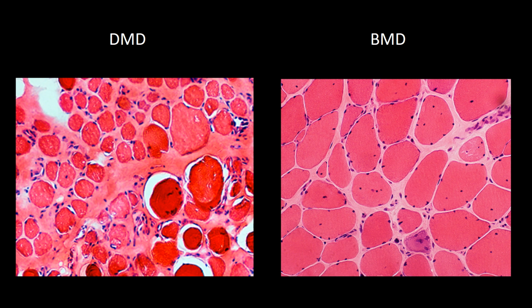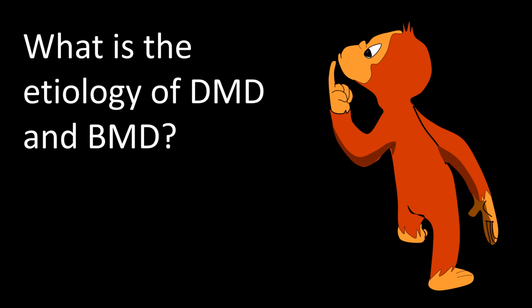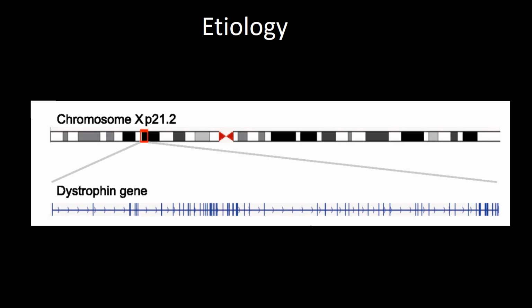Patients with Duchenne muscular dystrophy have a very high percent of dystrophin missing. The percentage of missing dystrophin in Becker muscular dystrophy is less. What is the etiology of DMD and BMD? As you know, it is a chromosomal problem.